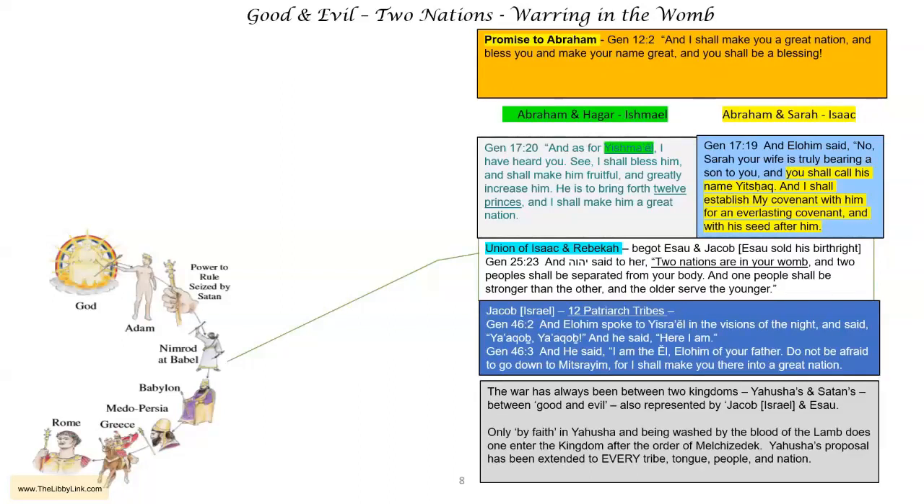Just like Esau crossed over to the pagan side, those that are lost can cross over to the kingdom side of Yahushua HaMashiach. The door is open, but each individual must receive him and accept his proposal. So only by faith in Yahushua and being washed by the blood of the Lamb does one enter the kingdom after the order of Melchizedek. Yahushua's proposal has been extended to every tribe, tongue, people, and nation.